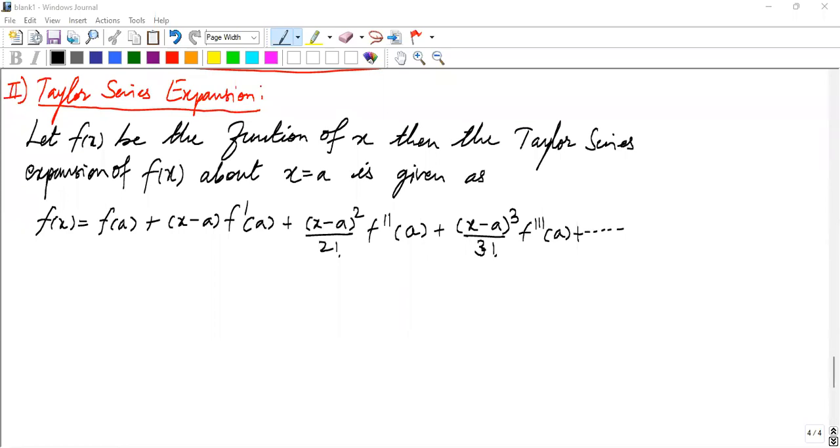So what you can say? Which is a general case and which is a special case? Taylor is a general case and Maclaurin is a special case.